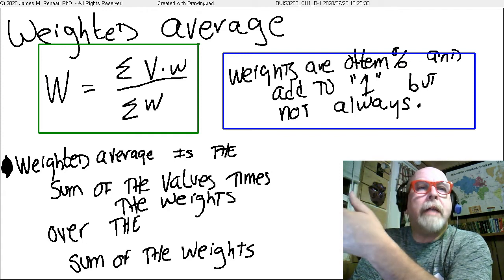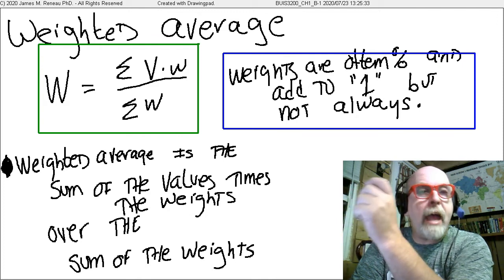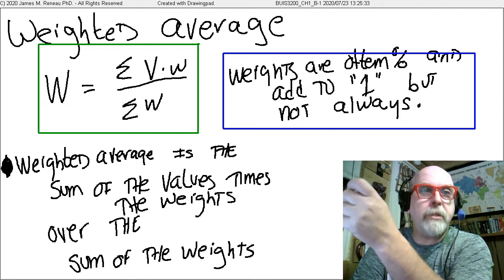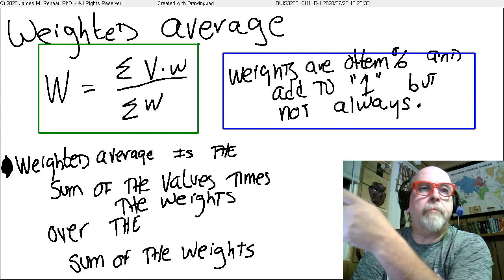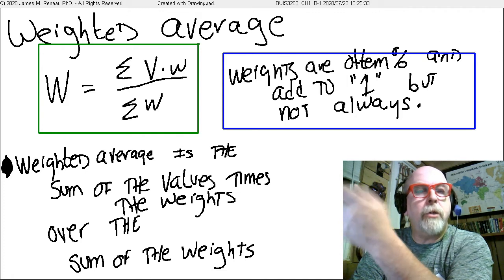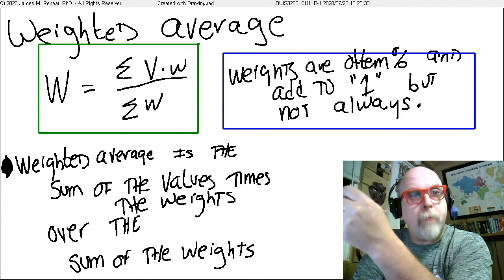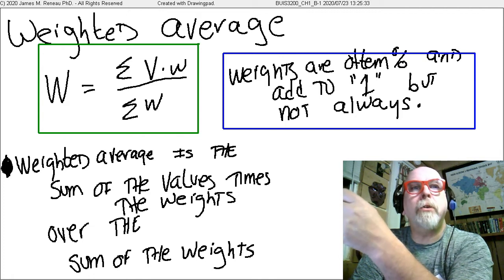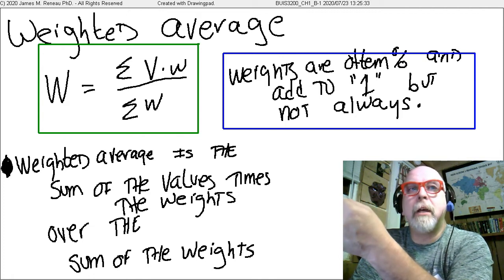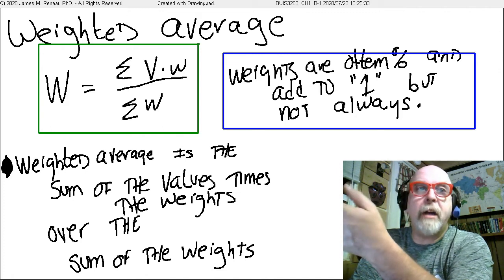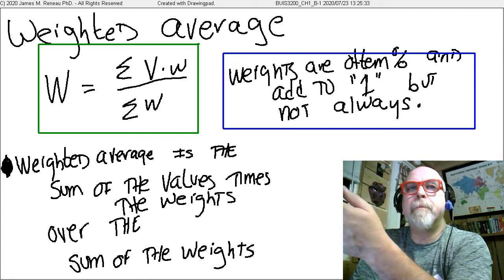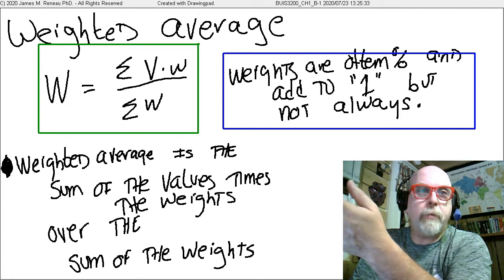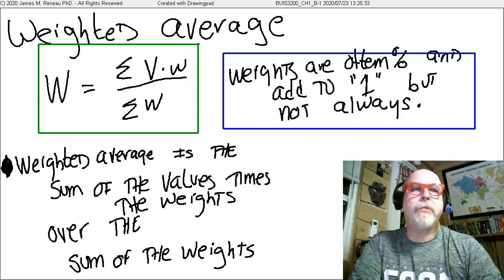Now, often the weights are expressed as a percentage. And when you add the decimal percentages, like 30%, 40%, and another 30%, you would get 0.3, 0.4, 0.3, which would be 1.0. So if you use decimal percentages with the total being 1, dividing by 1 is easy. But it's not always that way, and we'll do two weighted average examples.